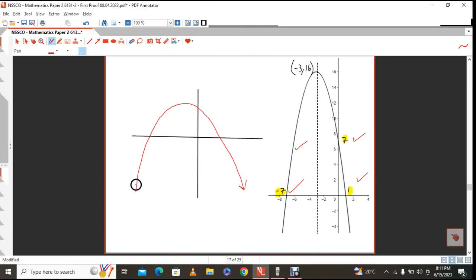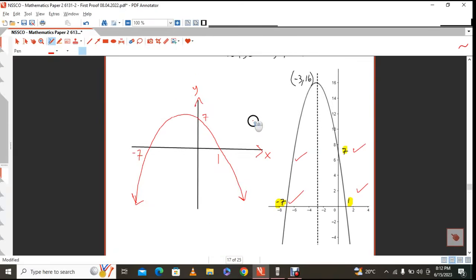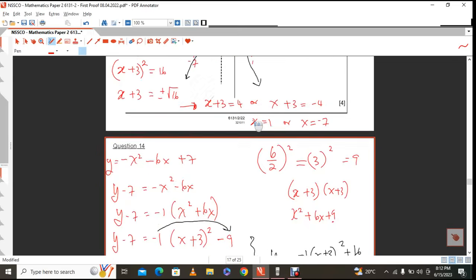You're done. Then you have your negative 7 over here. You have your 1 over there. You have your 7 over there. Please don't write y equals 7 because y equals 7 is a horizontal line. And that's it. That's all that you need to do in the exam. And that solves the question. I've got my 3 points. I've got the curve. It's smooth. Don't try to put the points there first and then draw the graph. You're going to struggle with it.